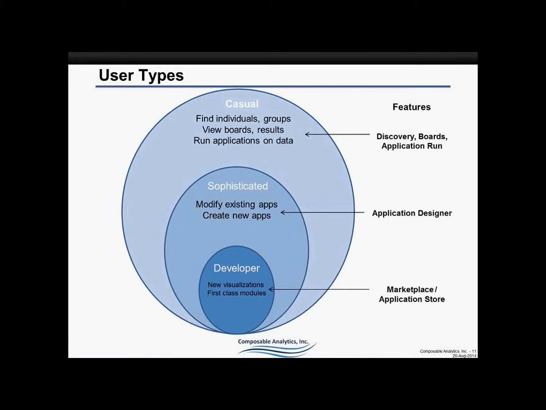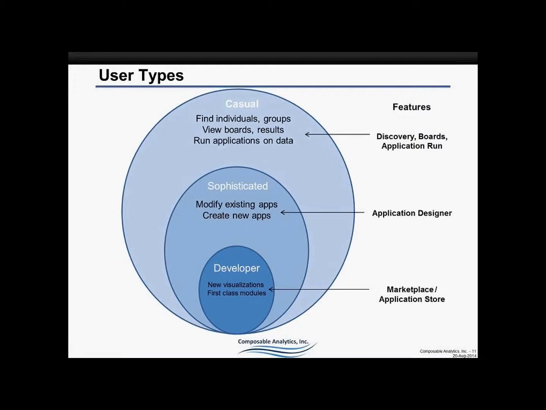So right now we're seeing three main categories of users within Composable Analytics. The biggest is these casual users that go to the system, check out some boards, get up to date about what's going on at a high level. They might run an application here or there to get some real-time results. And then we have more sophisticated users that are going out, taking someone else's app, modifying it to suit their needs, and also creating new apps from scratch.